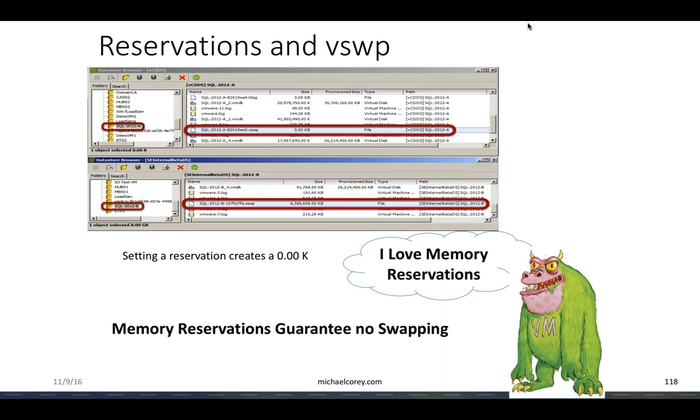I love this slide because if you have a memory reservation, what you'll see is that the swap file goes to 0. So in the top, you'll see a swap file of 0. In the bottom, you see that it doesn't have a memory reservation. It gets allocated. So you know you're never going to swap on that production database or that Monster VM if you use memory reservations.